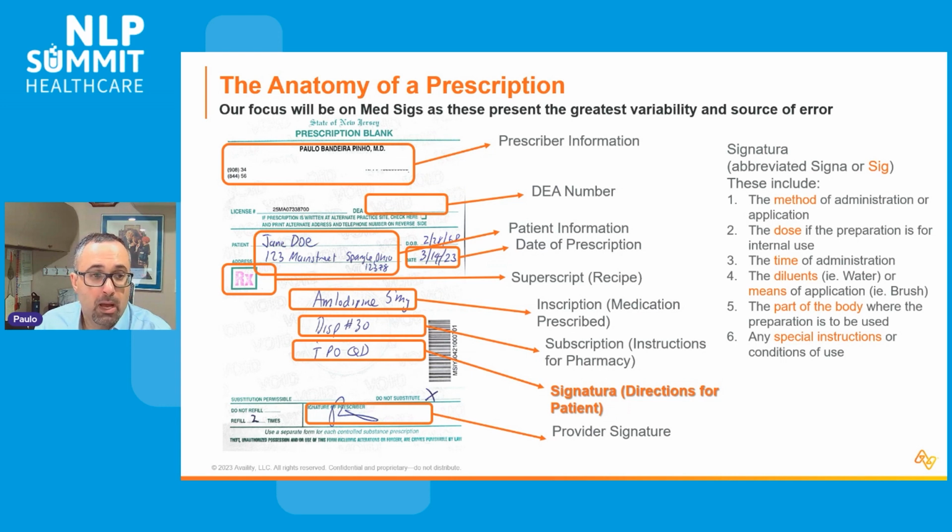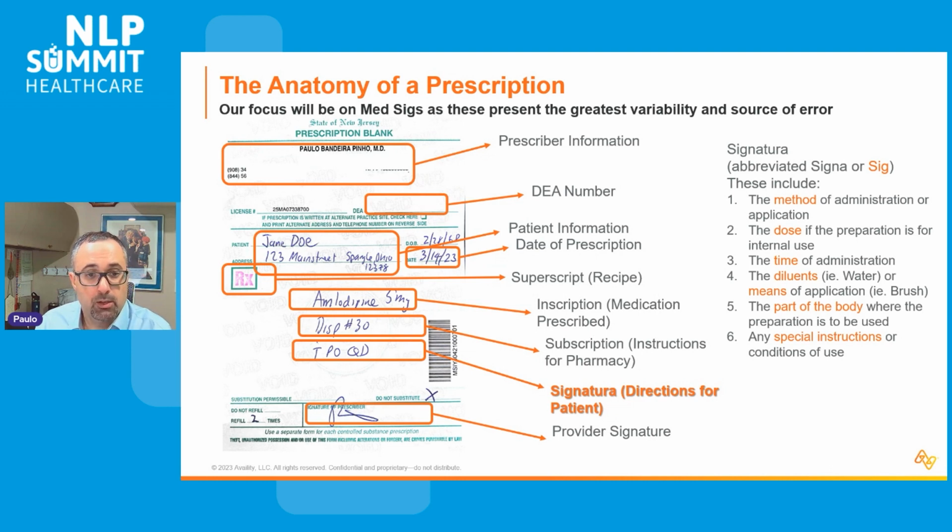And now we move into the body of the prescription itself, how the medication is actually written. So you see the RX that's over to the left on that prescription. That's actually the superscript, or the abbreviation for recipe, RX recipe. Next, you actually see the inscription, and that's the medication prescribed. In this case, it's amlodipine 5 milligrams. Below that, you actually see the subscription, and the subscription is the instructions for the pharmacy, and that's dispense 30.